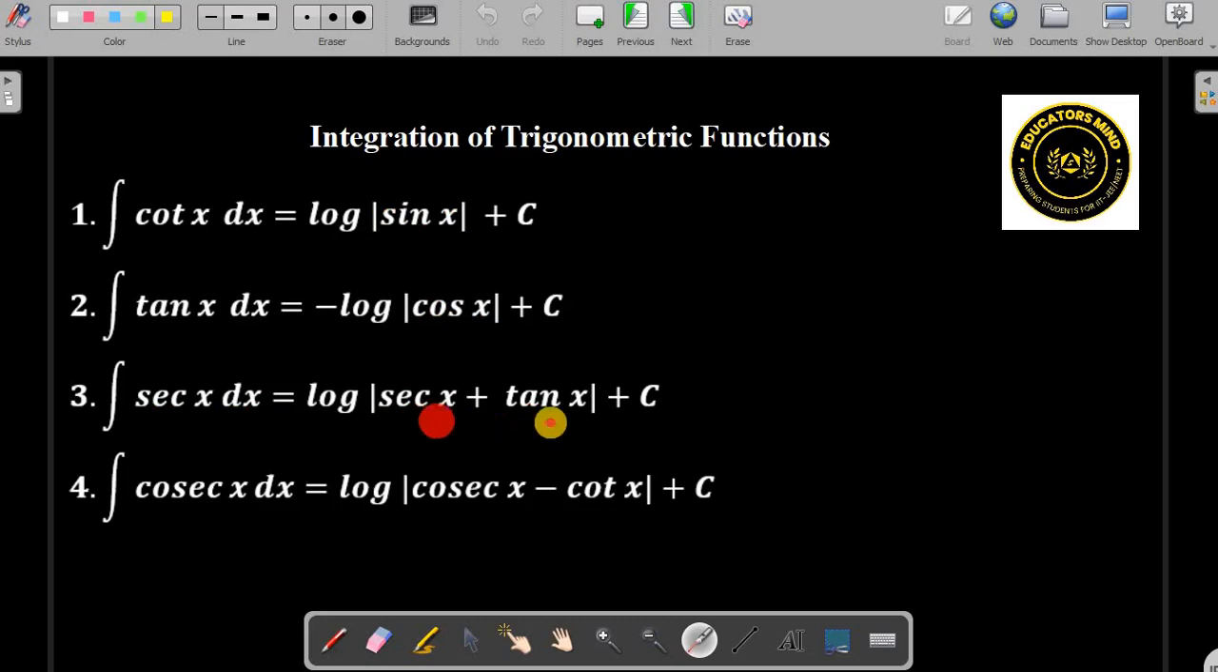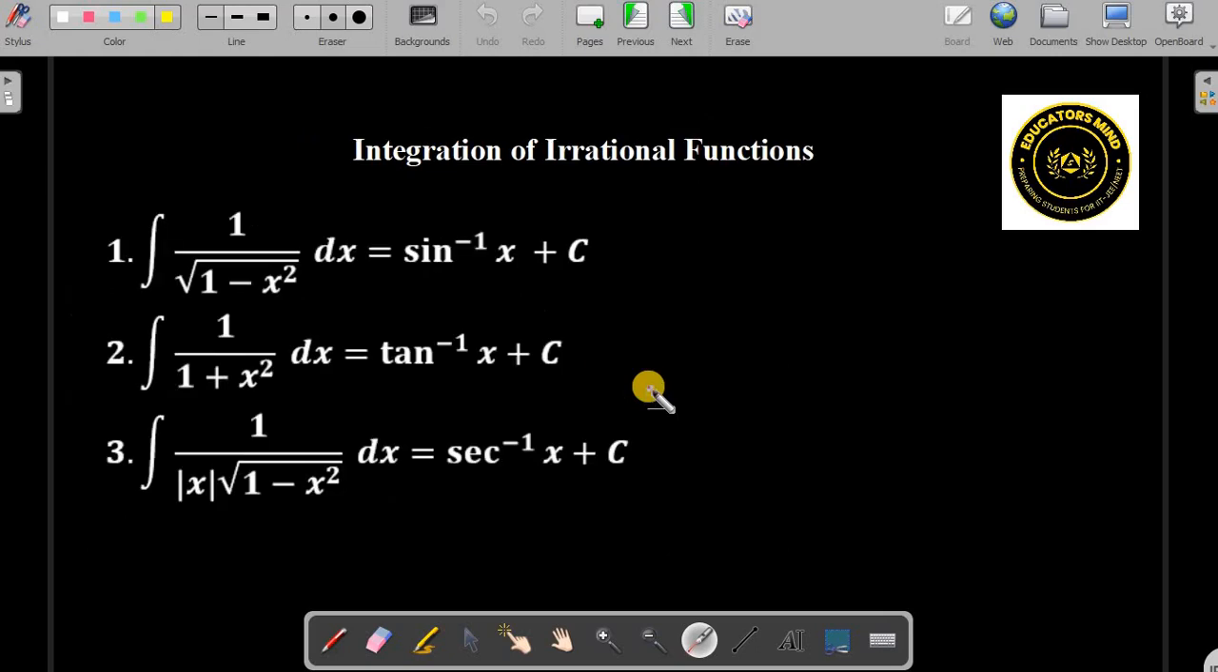Secant x integration is log of secant x plus tan x. Cosecant x integration is log of cosecant x minus cot x. There can be more than one formula for some of these, that we will also see. So that's why this video is important, because all the formulas are covered in this. You don't have to look anywhere. Okay, all the formulas I have covered.